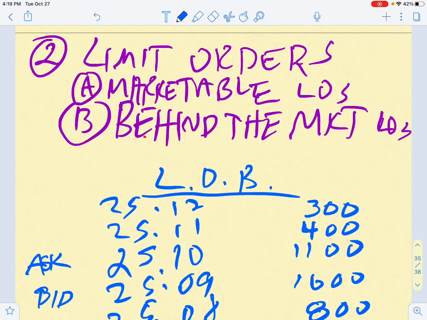Welcome to Market Microstructure 2. We'll continue where we left off. We've been talking about limit orders, and in the last video we completed discussing marketable limit orders.